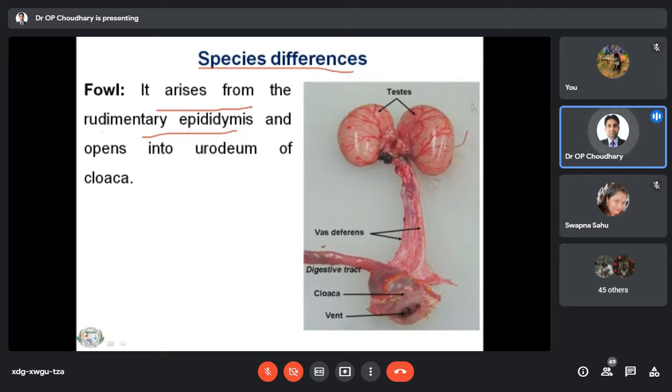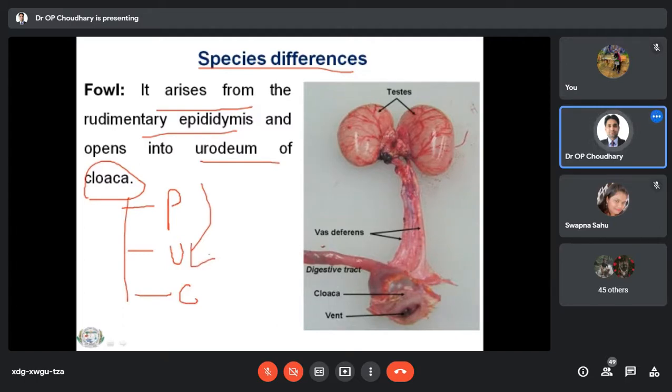Many of the male genital or urinary systems open in the cloaca, and this cloaca usually consists of three parts: proctodeum, urodeum and coprodeum. So this vas deferens opens into the urodeum of the cloaca. And the vas deferens in case of birds or fowl is extremely tortuous, means it is flexuous, and it is present in the abdominal to pelvic cavity.